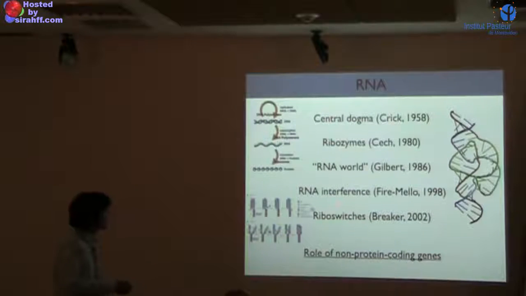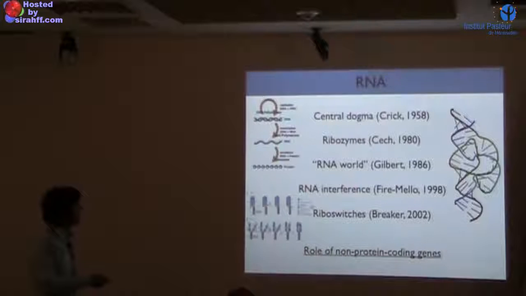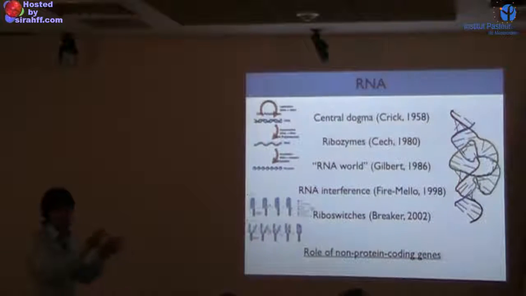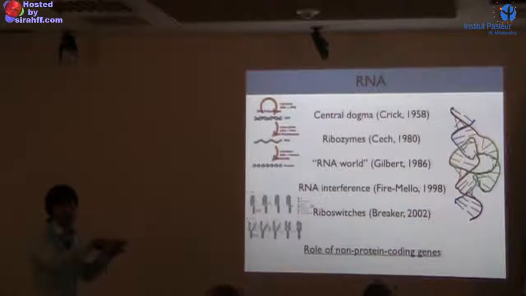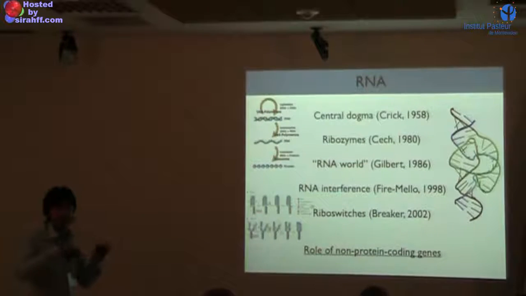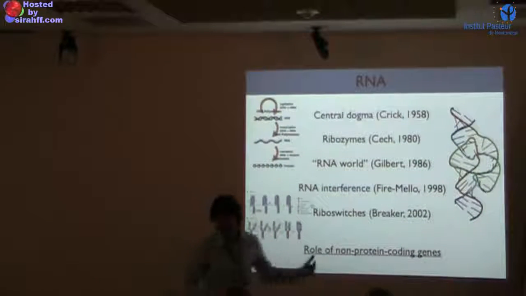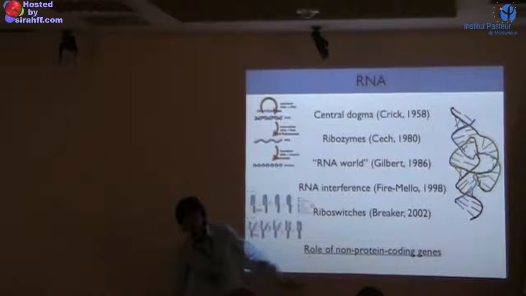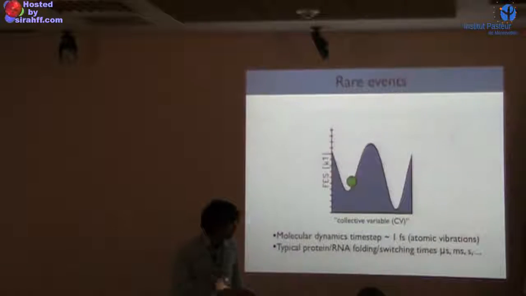And this started with the discovery of RNA interference, but then there is also something more recent, which are riboswitches, which are just pieces of messenger RNA which change their shape according to what they encounter in the cell and can switch on or off the gene on which they are sitting. So there are a lot of very interesting problems in molecular biology related to these molecules.